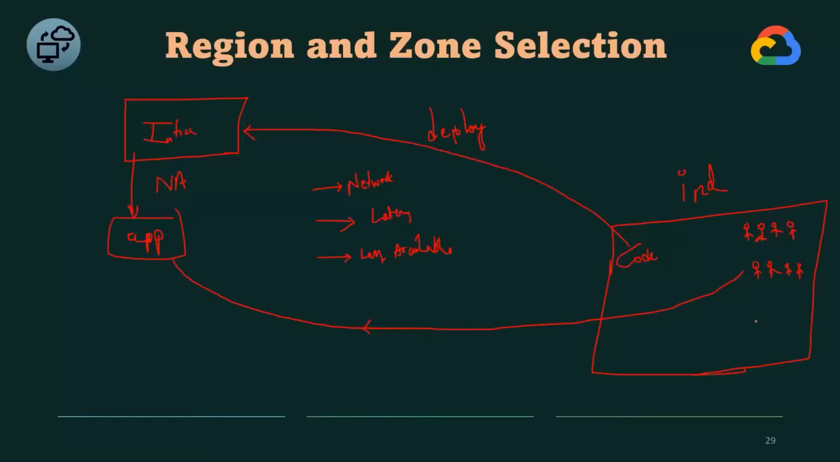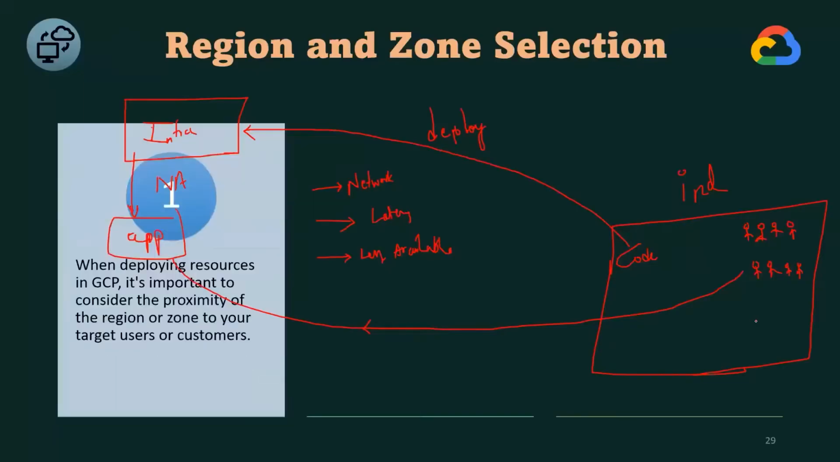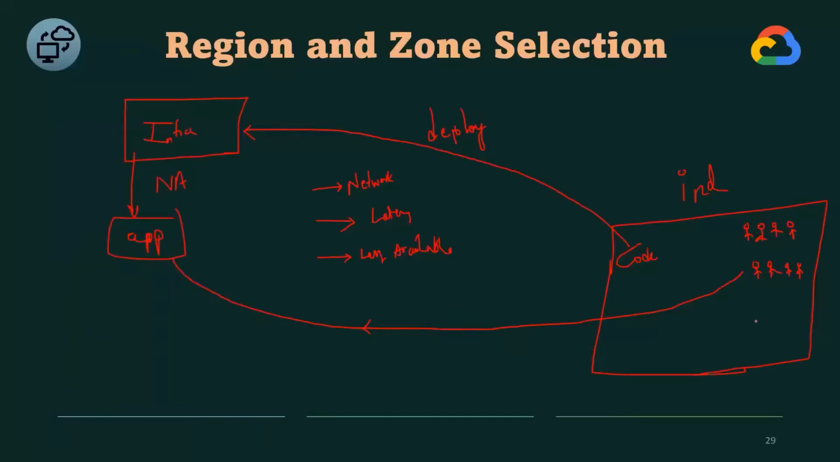So what do we need to do, sir? Whenever you are deploying your application, try to deploy it near to your target users. Whenever you want to deploy your application, try to deploy it in a region or a zone which is near to your target users or customers. So look here. My target users are near to India. Target users are there in India only.